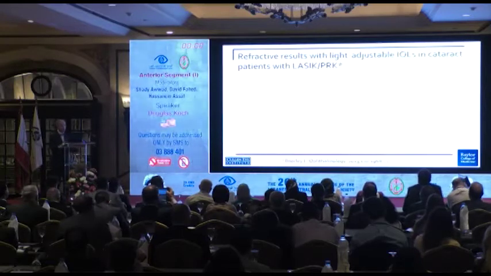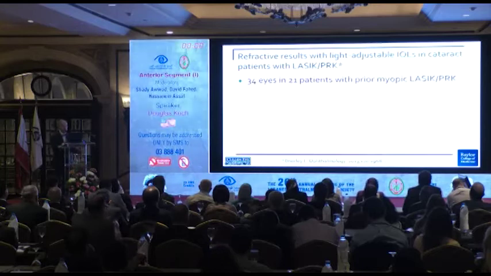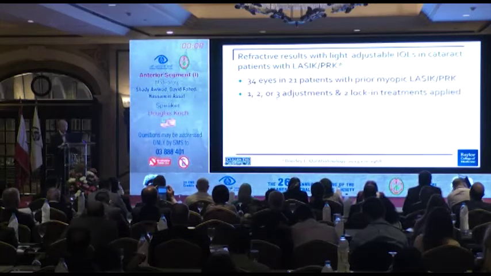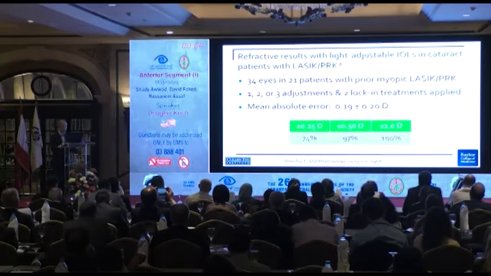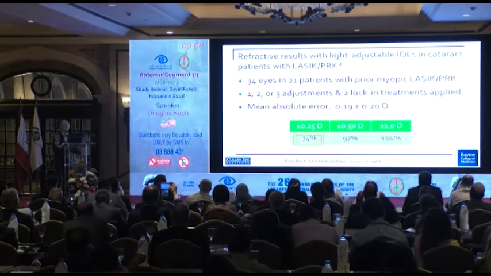So here are data using the light adjustable lens, the RxSight or Calhoun lens, out of Brierley, I think that's out of Moorfields: 34 eyes, 21 patients, one, two, or three adjustments, and two lock-ins, up to five treatments. The mean absolute error, these are in post-LASIK eyes, is within 0.19 diopters, and they got 74% within a quarter diopter and 97% within a half diopter. Incredible results. So it is pretty neat that way.